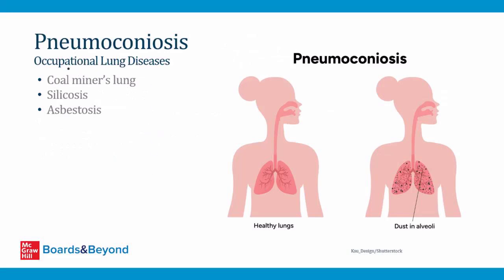Okay, next cause of interstitial lung disease is the pneumoconiosis disorders. These are all occupational lung diseases. They happen to people who work in certain environments where they can inhale dangerous substances. So there can be coal miner's lung, and coal miners, obviously. We'll also talk about certain occupations where people can develop silicosis or asbestosis.